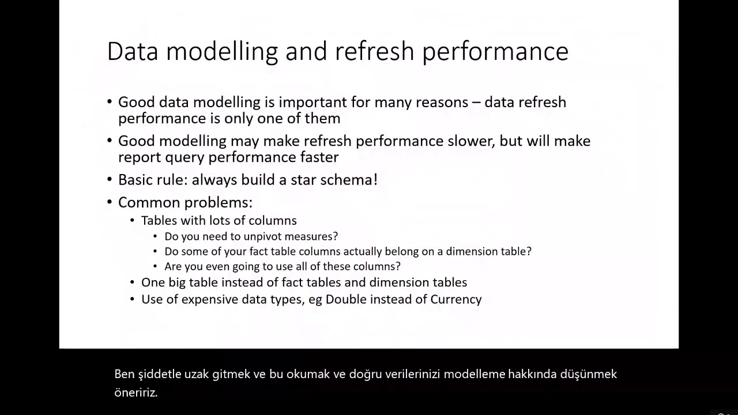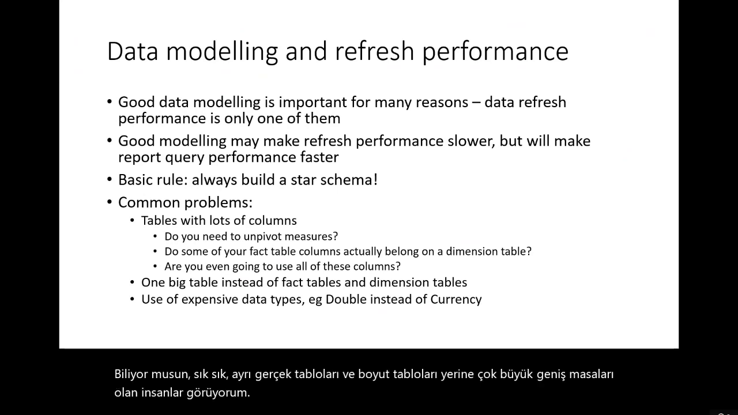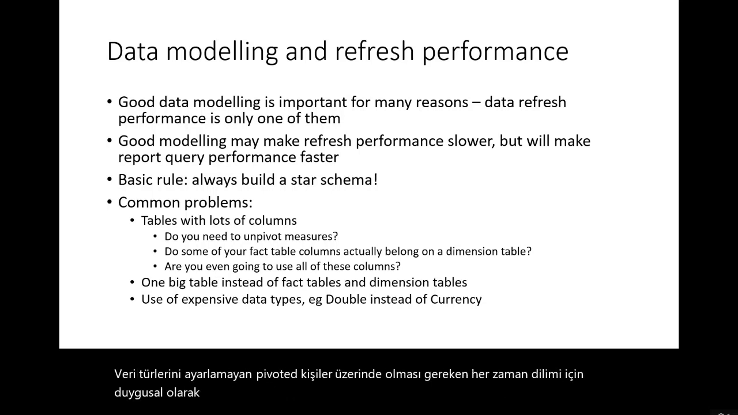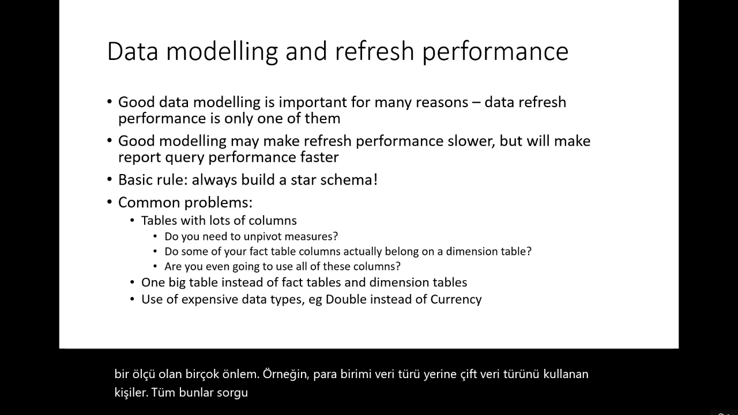Quite often I see people who've got very large, wide tables with lots of columns instead of having separate fact tables and dimension tables. People who have lots of measures, which are effectively one measure for each time period, which needs to be unpivoted. People who don't set their data types correctly, for example, people who use the double data type instead of the currency data type. All of these things can be important for query performance, but they also count for refresh performance as well. So absolutely always, always build a star schema.